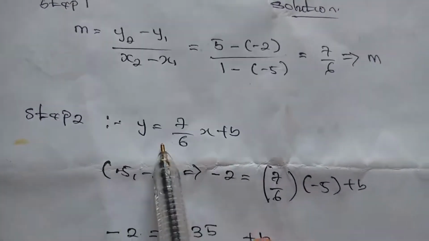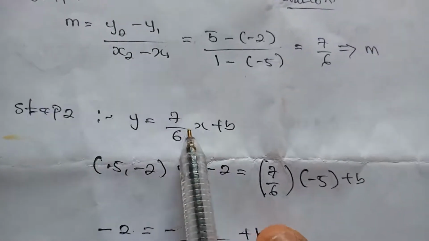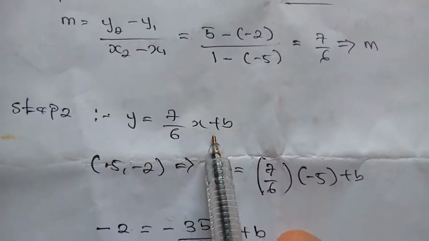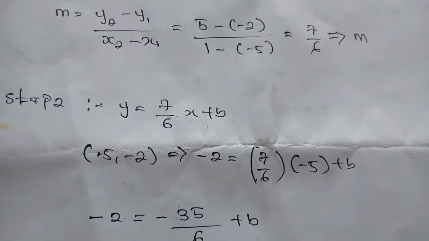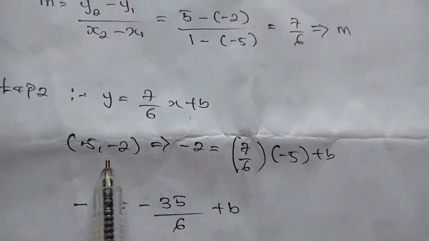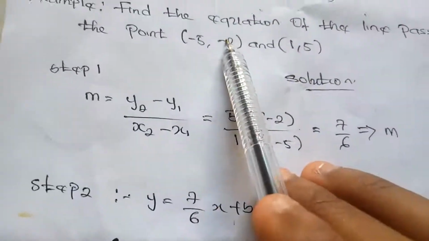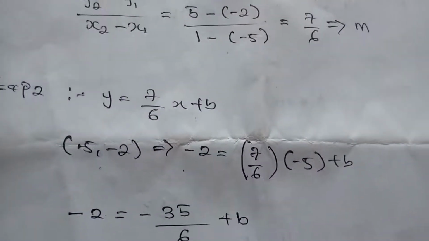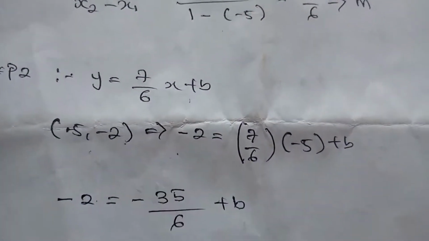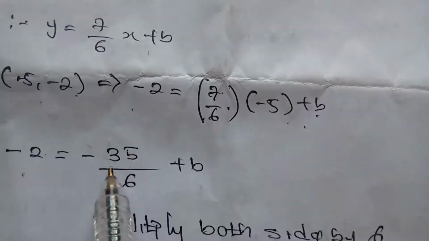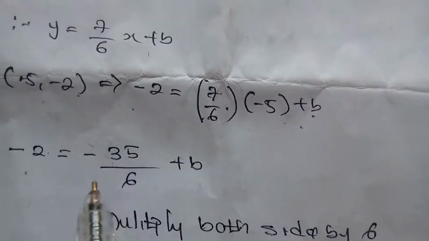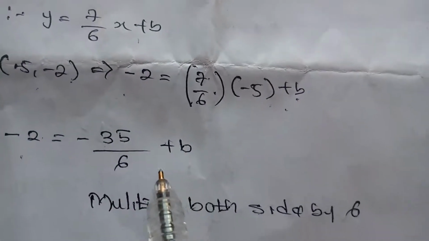Now step 2, we use the slope to find our intercept. That's what we did here. You have put your slope in the equation, and you have already picked one of the points from the top. I use the first point. Where you see y, you put minus 2, and for x, minus 5. After solving that, we got minus 2 equals 7 over 6 times minus 5, which is minus 35 over 6, plus b.